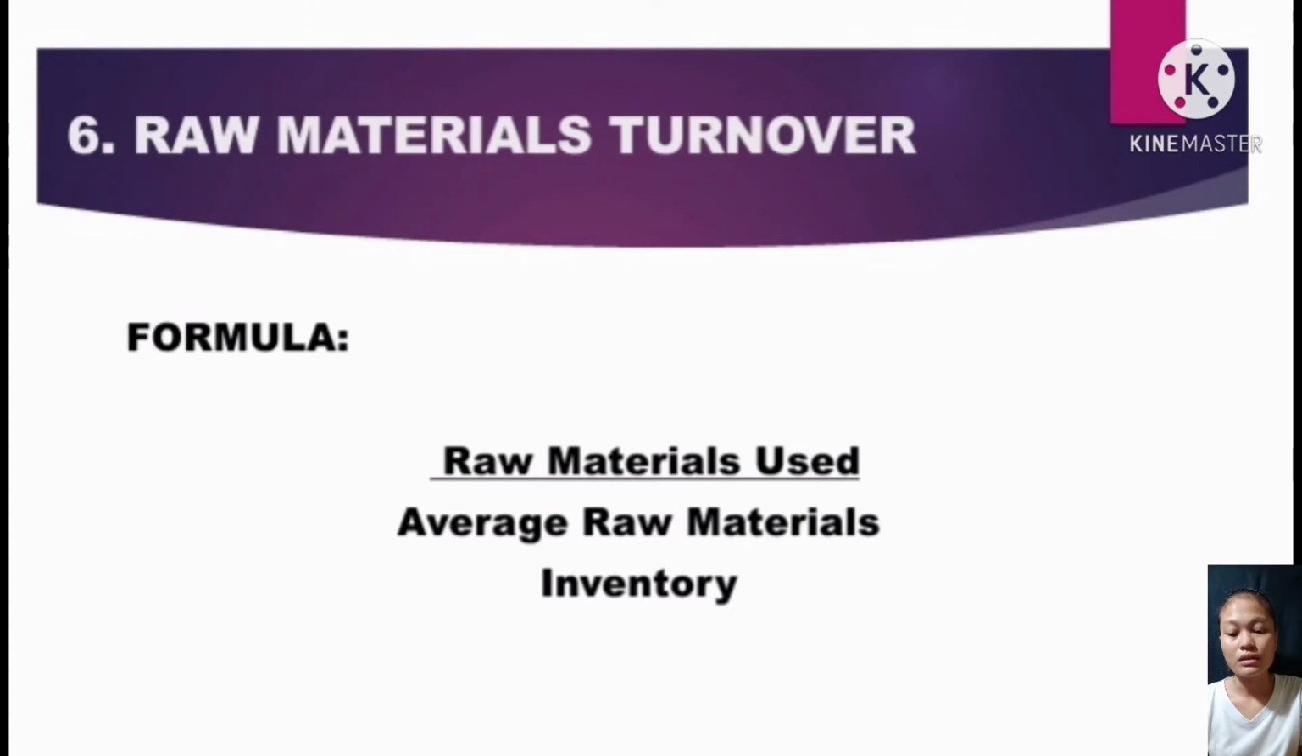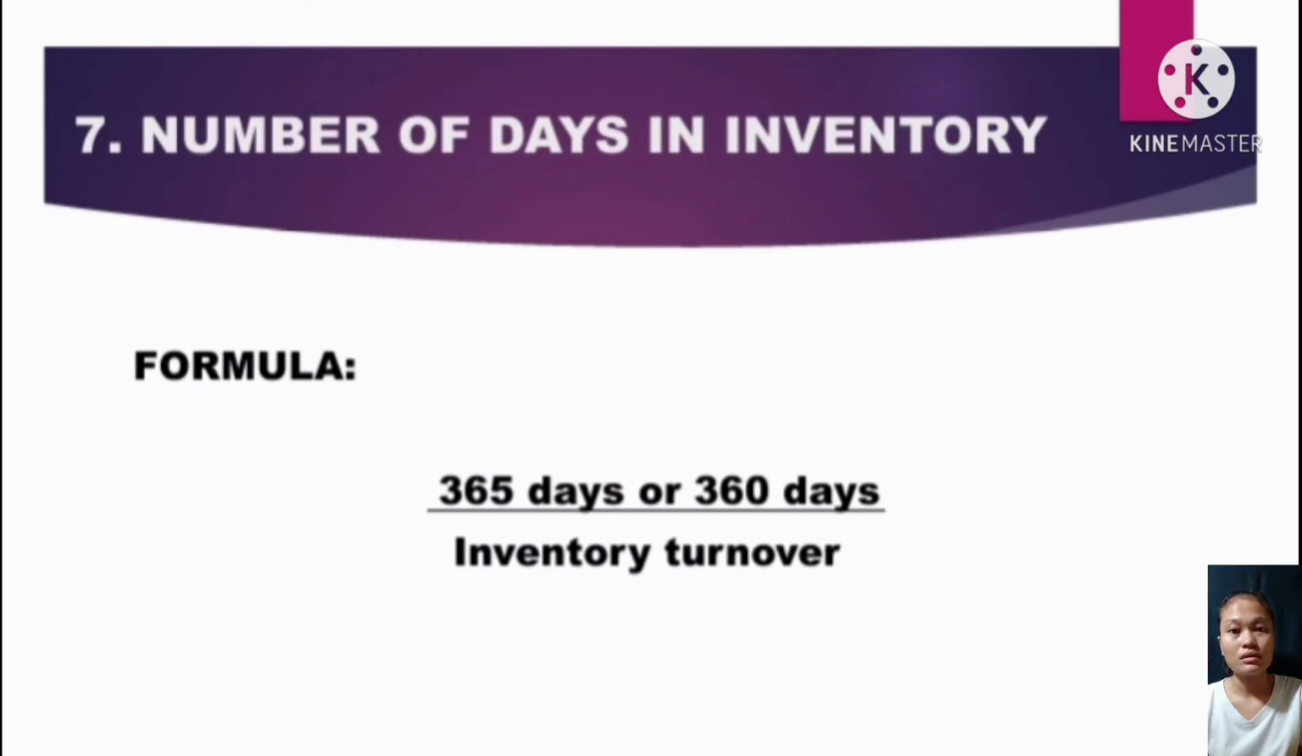Raw materials turnover formula is raw materials used divided by average raw materials inventory. Raw materials turnover measures the number of times average raw materials inventory was used during the period. It also indicates the sufficiency of the raw materials available. Number of days in inventory. The formula is 365 days or 360 days divided by inventory turnover.